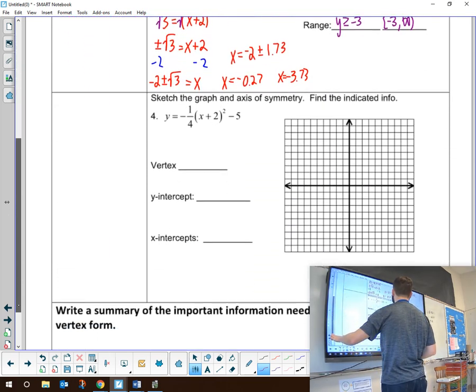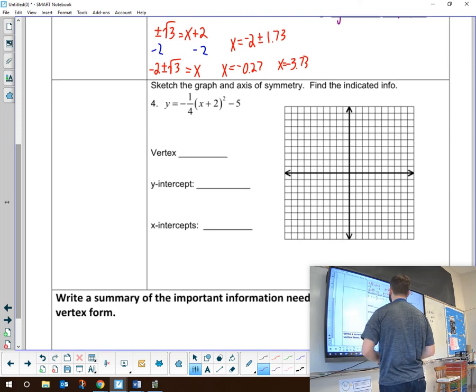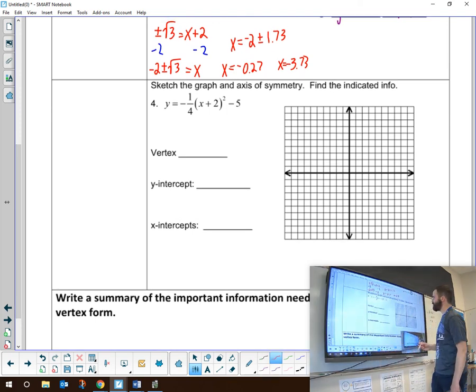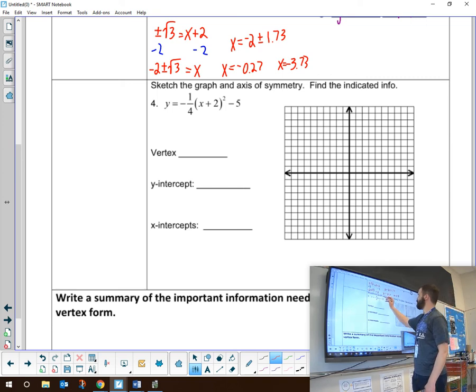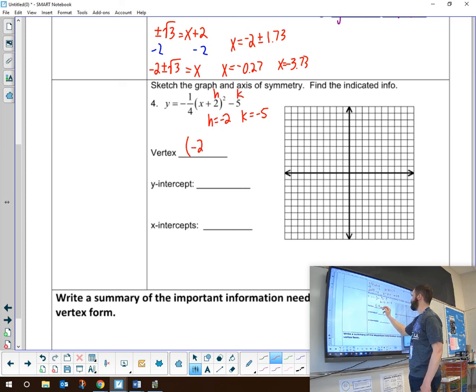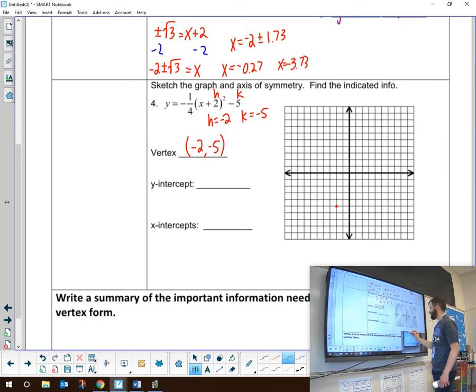All right, here's our last one, and this one has a fraction in it, so we're going to go pretty quick. We're actually just going to start with the vertex. Remember this is my h and k, except this should be negative. So my h is -2, my k is -5, so my vertex is going to be at (-2, -5). So we're going to go to the left 2, down 1, 2, 3, 4, 5, like that. There's my vertex. My axis of symmetry is going to be the same.